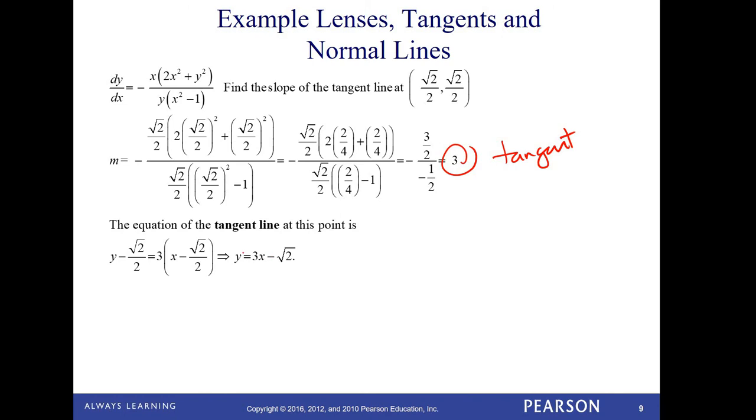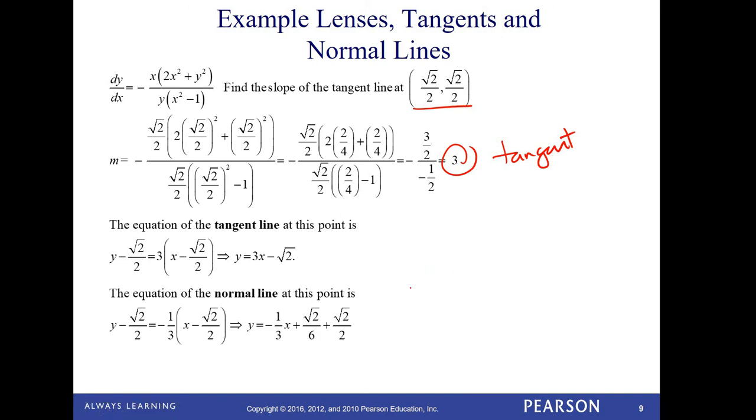So the tangent line, using this as my (x, y) point, y minus y sub 1 equals 3 times x minus x sub 1, and then simplification. To do the normal line, we are going to use the slope of negative 1/3. It's perpendicular. So tangent line, normal line.